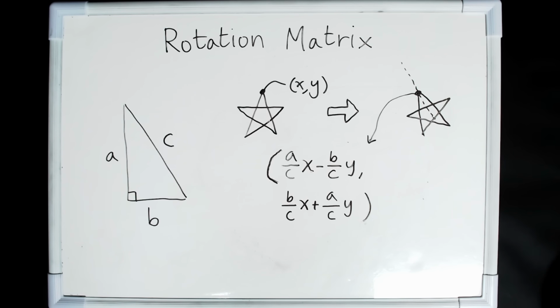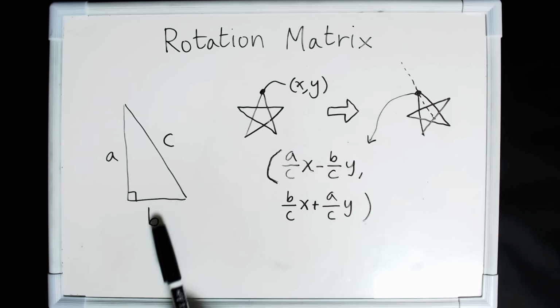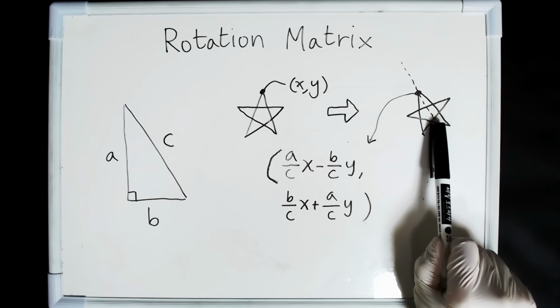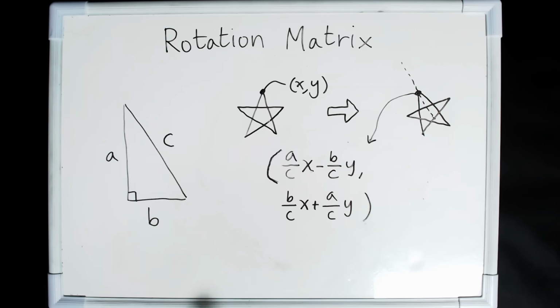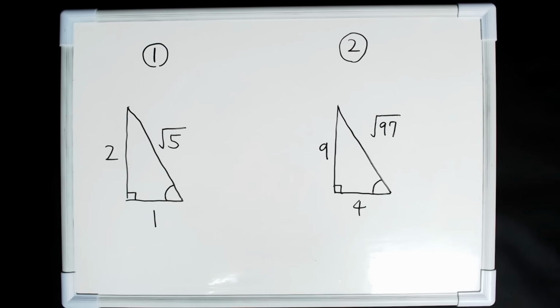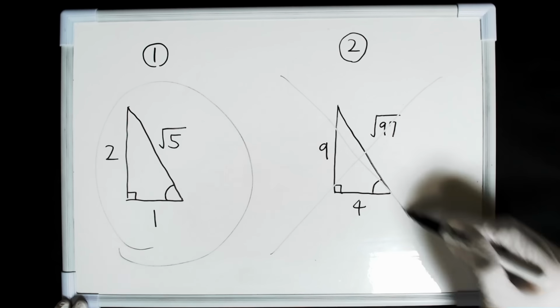Basically, what it tells us is that if we can draw an upright star, and we can construct all the numbers in this right triangle, then we can manually draw the star rotated by that angle. There's a formula to calculate all the coordinates in the new shape. Currently, we know how to construct 1, 2, and root 5, but we don't know about root 97. So we can only construct the first version.